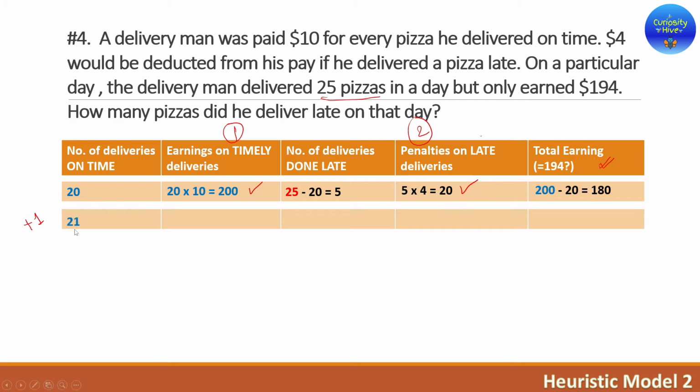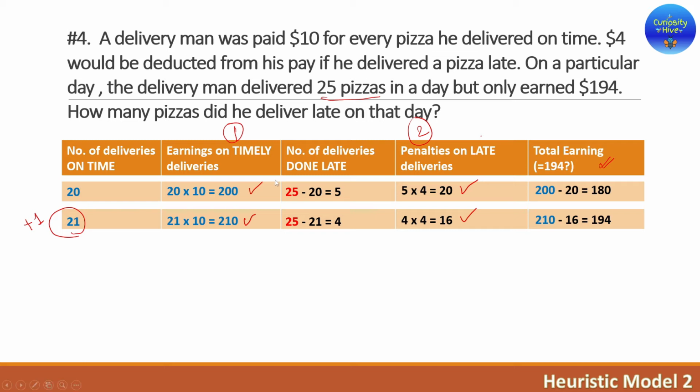So if 21 are delivered on time, the earning will be 21 times 10, 210. And the number of pizzas not delivered on time would be 25 minus 21, which is 4. And hence the penalty for 4 of these late deliveries would be 4 times 4, which is 16. Now 16 will get subtracted from 210. So I will get 194. So I get my answer here.